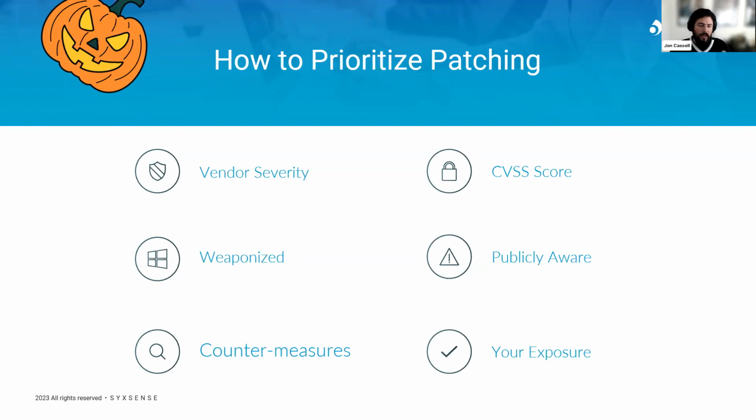Before we get into those latest updates, how do we prioritize them? There are multiple strategies out there, but here at Syxsense, we focus on 6 different factors. The first is going to be the vendor severity. This typically ranges from critical severity to non-applicable, and comes directly from the manufacturer of the update. It is always important to check the vendor severity of any of the updates, and we'll be looking at a few examples of that today.